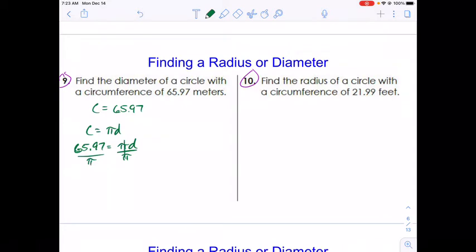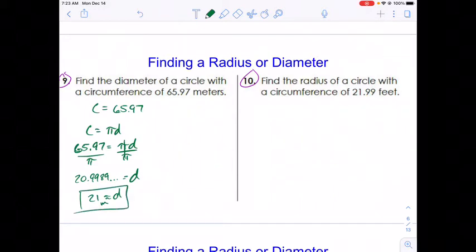Because we're not looking for an exact answer here in terms of pi, we're looking for what is our diameter. We're going to calculate it here, and it's going to give us a number that comes out to be something like 20.9989. If you round this off to 2 decimal places, that's going to make it approximately 21. So our diameter would be approximately 21, and this would be in meters, so 21 meters.